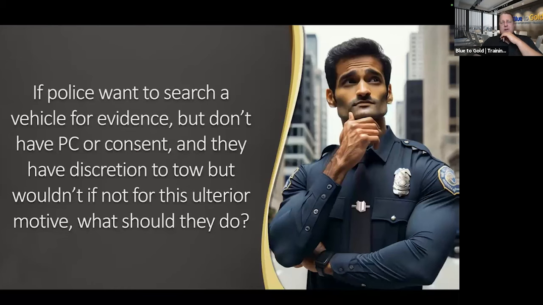Here's the question for you. If we want to search a vehicle for evidence or contraband, but we don't have PC or consent, but we do have discretion to tow this car, like our policy would allow us to tow this car, but we normally wouldn't do it if we didn't have this reason to believe there's evidence in the car. What should we do? So we don't have PC, we don't have consent. We could tow this car under our policy, but we normally wouldn't. Well, what should we do here?